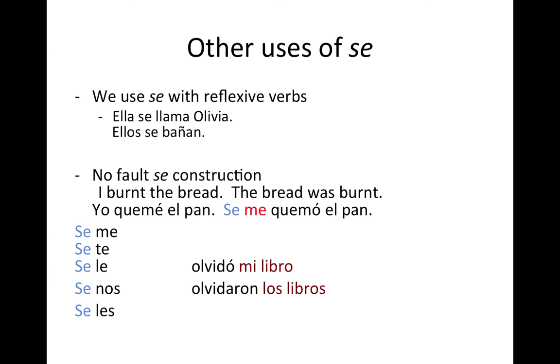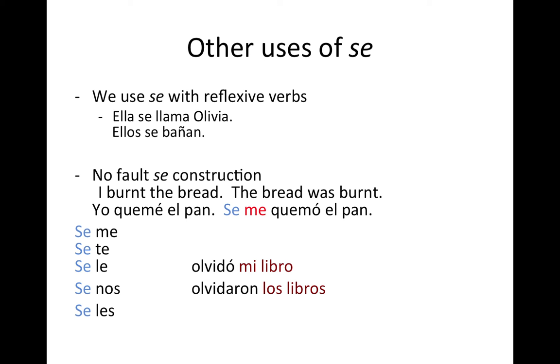Buenos días, estudiantes. This is the video for the second grammar point for chapter 13, and the grammar point is called the no-fault SE construction. As you have seen in chapters 1 through 12, we use this little word SE with reflexive verbs. If you remember, with she and he and their plural counterparts. For example, ella se llama Olivia, or ellos se bañan.